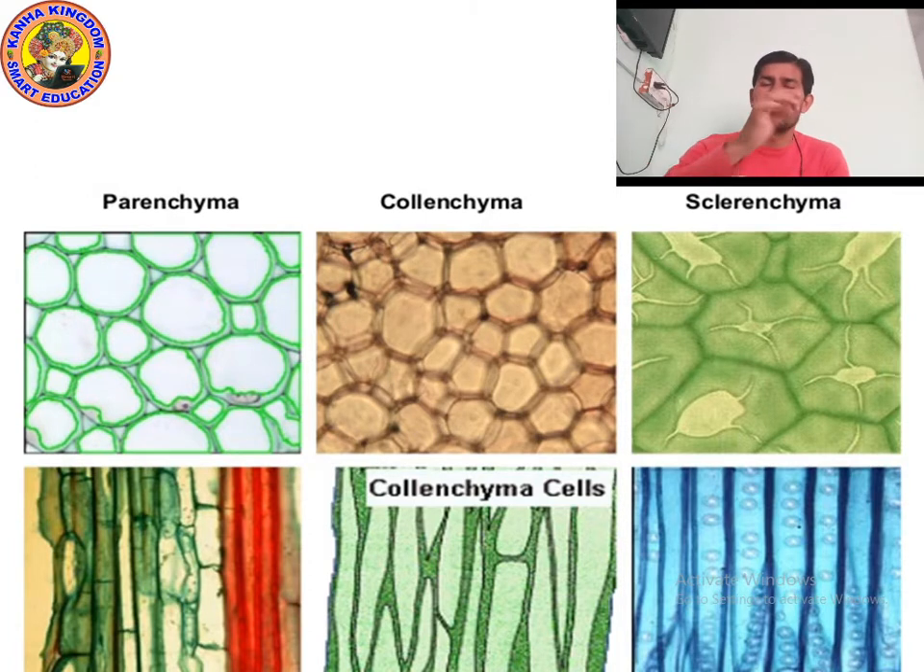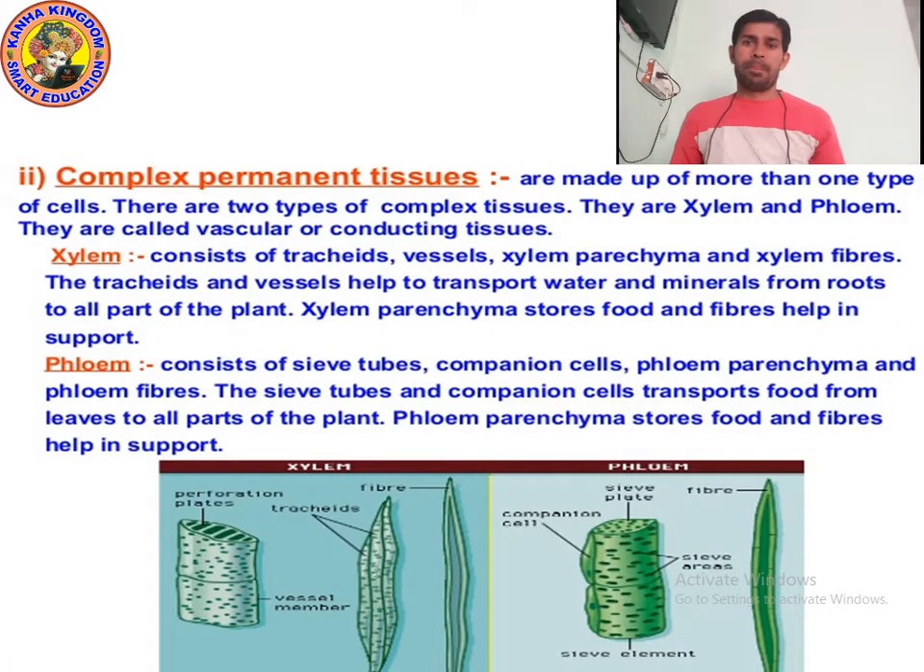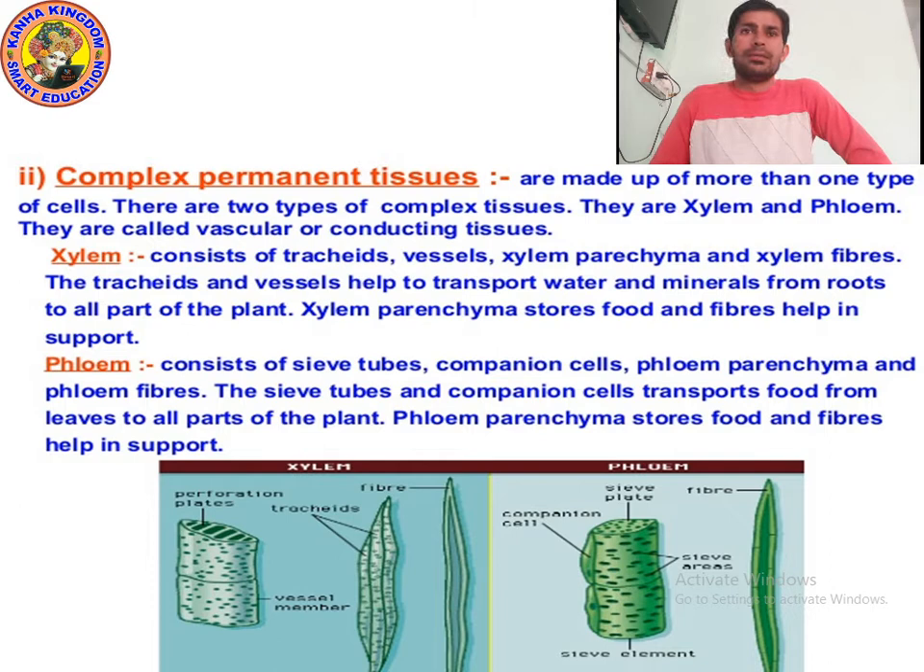I hope you understood. Now let's talk about complex permanent tissue. Okay kids, complex permanent tissue. As you can see in the picture, there are two types of complex permanent tissue, xylem and phloem. I have shown two pictures. In the first picture, these are xylem, and in the second picture, these are phloem. Phloem I have shown in dark green color, and xylem in light green color.